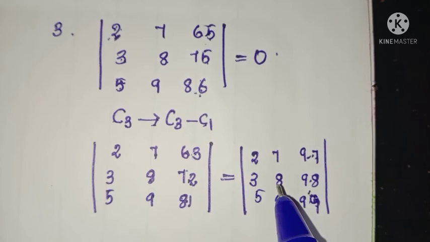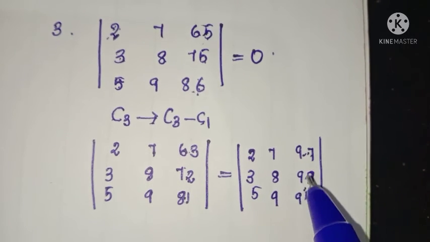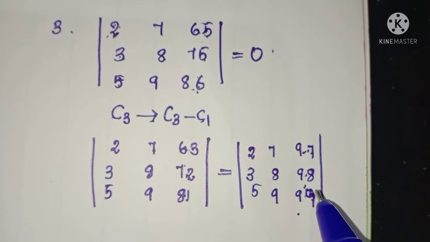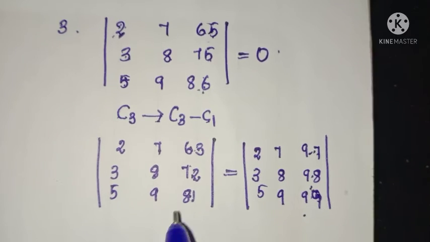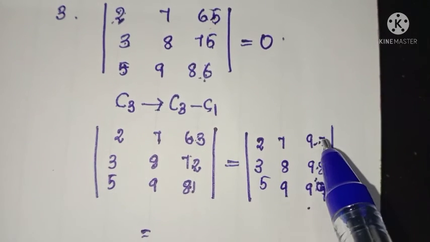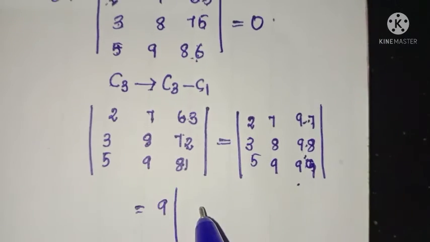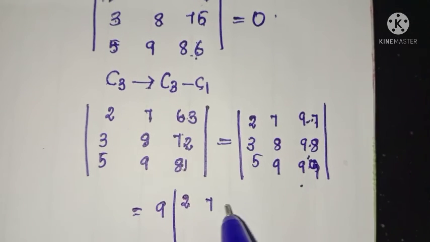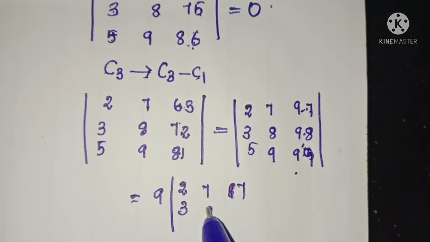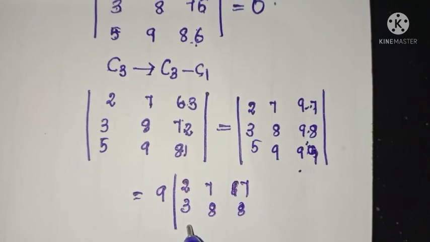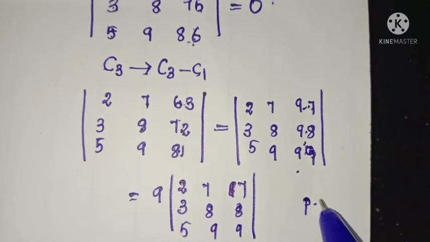So by property number 4, if each element of a row or column is multiplied by a constant, then the value gets multiplied by the constant. That means 9 is a constant number, so we can take it outside. So 9 into the determinant 2, 7, 7; 3, 8, 8; 5, 9, 9. This is property number 4.